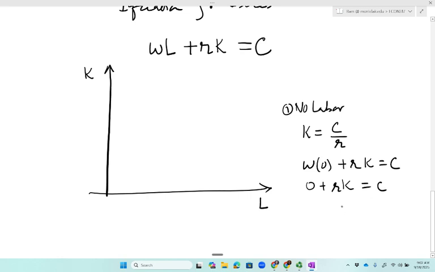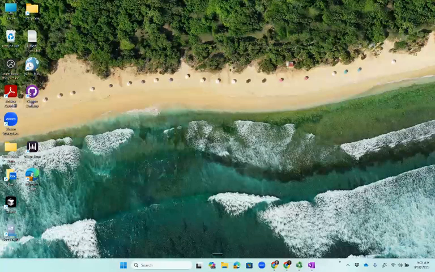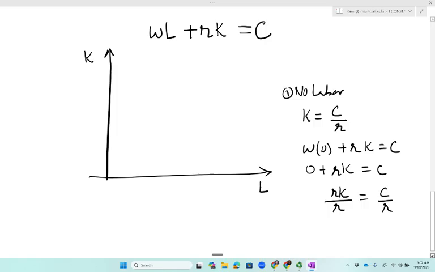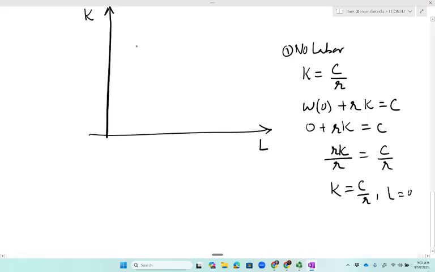This is the budget line, and I get W times 0 is 0, plus RK equal to C. I can divide both sides by R to obtain the amount of capital this firm can employ, and that turns out to be K equal to C over R. So that's an extreme point. Obviously at this point we know L is 0. Okay, let's go further. So I will plot this here. This is C divided by R.